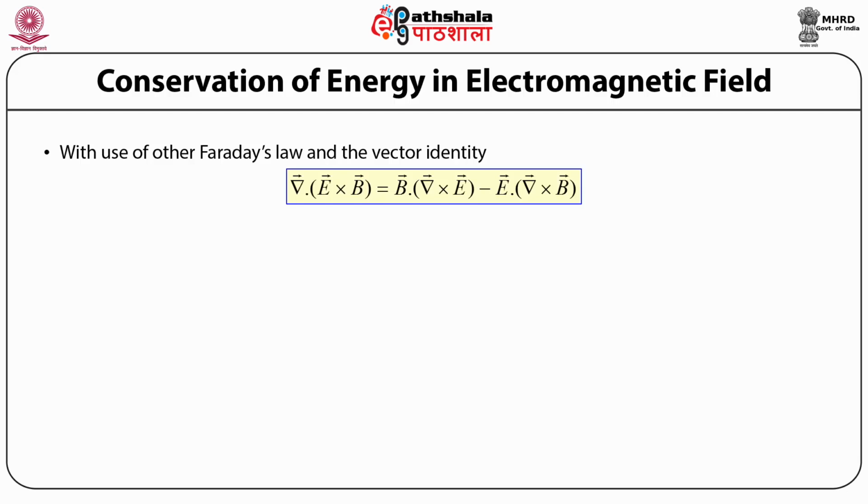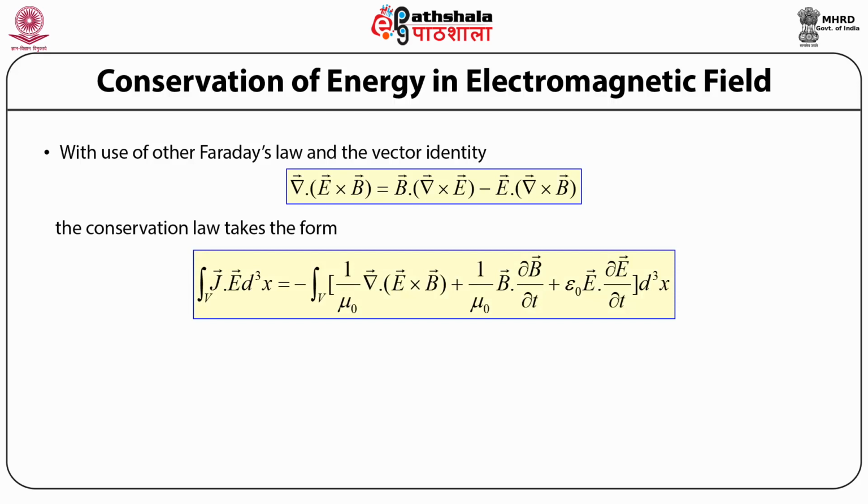and eliminating the value of the current density J, we finally get the conservation law in the form: volume integral over the volume element d^3x of the dot product of the current density vector J and the electric field E is equal to minus the volume integral over d^3x of [1/μ0 times the divergence of the cross product of the electric field vector and the magnetic field induction vector, plus 1/μ0 times the magnetic field induction vector B dotted with the partial time derivative of B, plus ε0 times the scalar product of the electric field vector with the partial derivative of the electric field with respect to time.